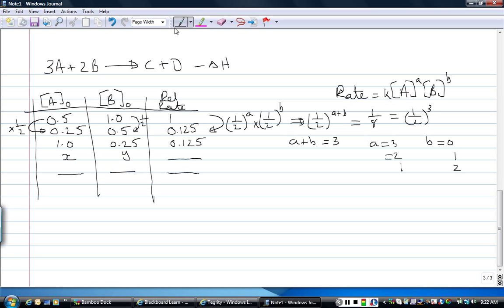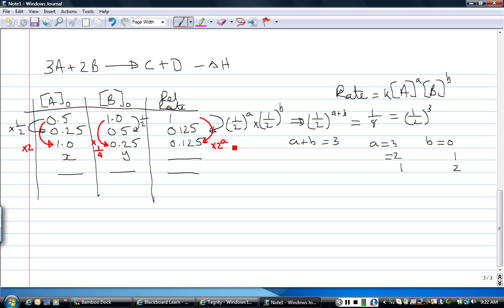Well, what about the comparison of the first and second lines, first and third lines? And maybe I'll use a thicker pen this time. Let's use that red one. So what have I done in going from 0.5 to 1? And the answer is, this time I multiplied it by 2. That means the reaction rate is going to be multiplied by a factor of 2 to the power of a. At the same time, I multiplied the concentration of B by a factor of a quarter.